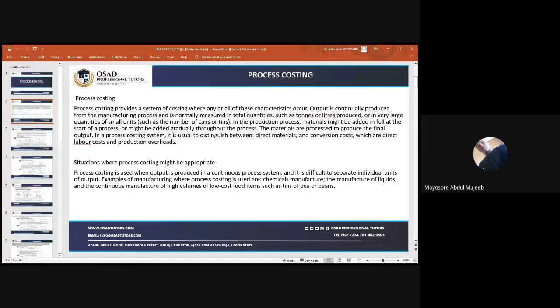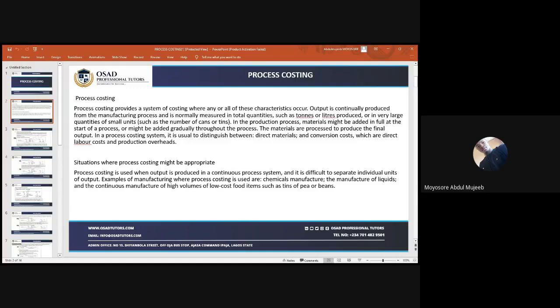production. Now, in the production process, material might be added in full at the start of a process, or might be added gradually throughout the process. Materials are processed to produce the final output. We're adding at the beginning, we're adding at the ending, we're adding in the middle. We just need the final output. Everybody is desiring the final output. In a process costing system, it is usual to distinguish between direct material, conversion costs, which are direct labor and production overhead. Now, we'll be talking about situations where process costing might be appropriate.